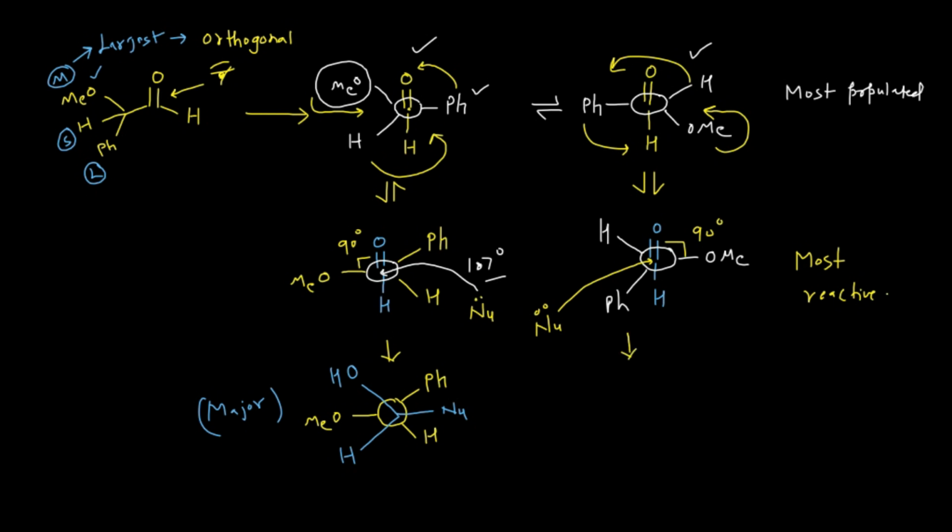So how can we draw it? I am not touching the rear carbon, so the groups attached to the rear carbon will remain as such. See, this is your hydrogen and this is your Ph as well. And since you have added the nucleophile from here, I am using the blue color. So this is your nucleophile Nu. Carbonyl will convert into the alcohol. This will come here and this is your hydrogen. So this is your another isomer and this would be the minor one.